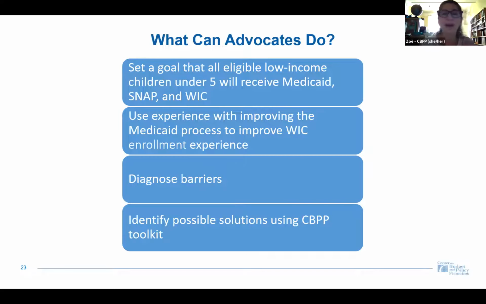Obviously, you are an audience that has a lot of experience with improving the Medicaid enrollment process, and a lot of that can transfer to WIC. Obviously, there are differences in the program, but your familiarity with Medicaid and how to make that an easier process for families and for staff can translate really well to making recommendations for WIC. It's also important to think about, particularly at the state level, diagnosing what the barriers might be.